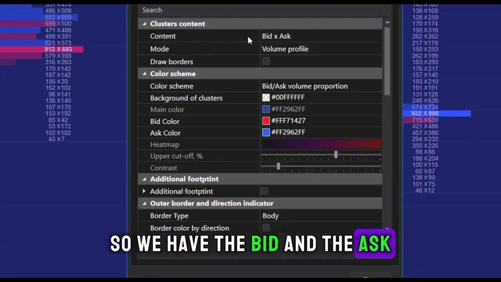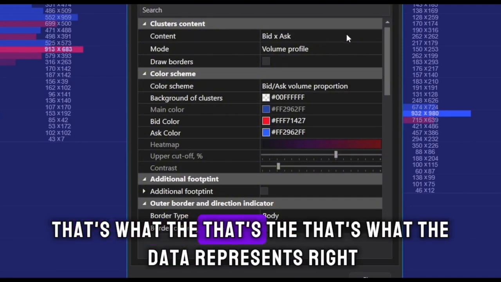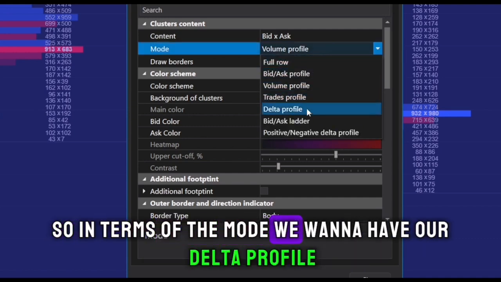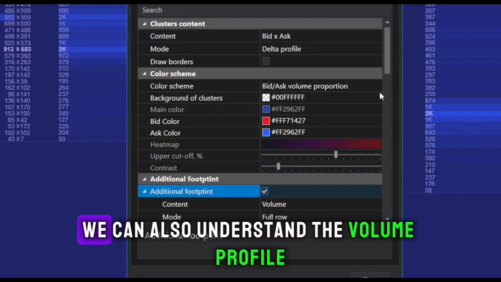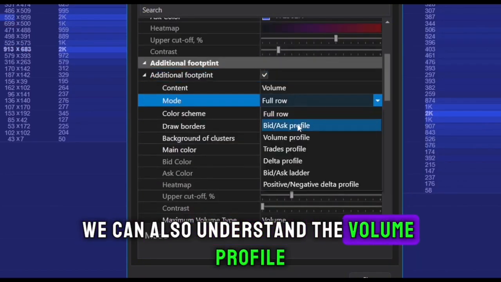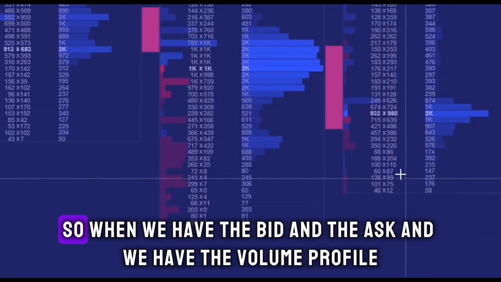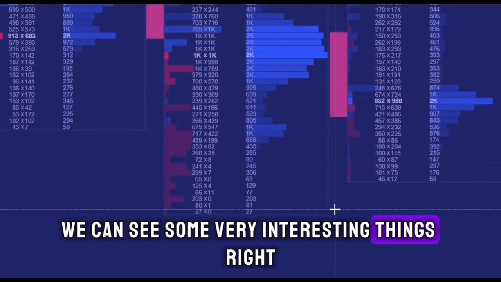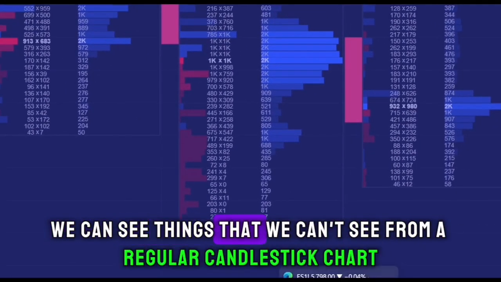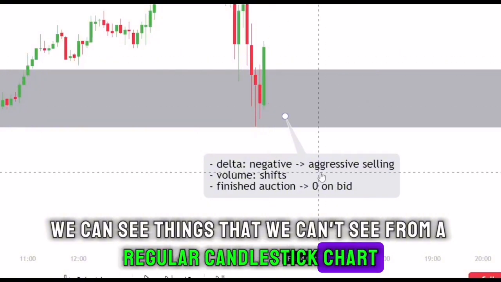So we have the bid and the ask. So that's the content. That's what the data represents, right? So in terms of the mode, we want to have our delta profile. Now, if I go into additional footprint, we can also understand the volume profile. So when we have the bid and the ask and we have the volume profile, we can see some very interesting things, right? We can see things that we can't see from a regular candlestick chart.